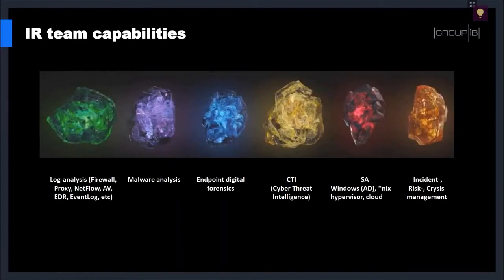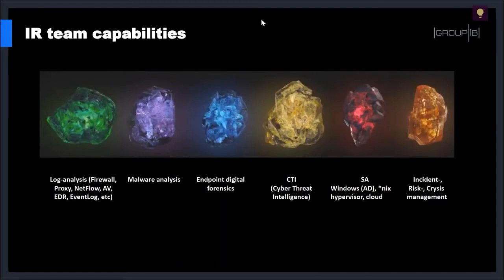Then we should have endpoint digital forensics capabilities. This includes the knowledge of all operating system artifacts, and we should be able to quickly gather them and analyze them thoroughly. Afterwards, the cyber threat intelligence capabilities. They include, as I think, people who could easily find the reports or any mentions of the malware or the threat actor for each campaign. And finally, we will mention the system administrator of Windows, which is Active Directory, Unix, hypervisor, cloud, and if you have macOS, then okay, macOS system administrator.